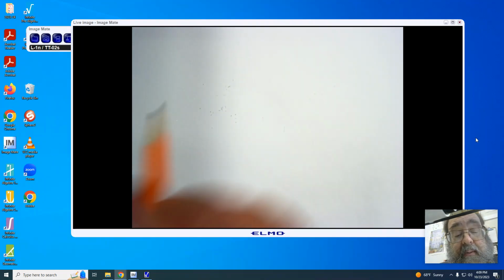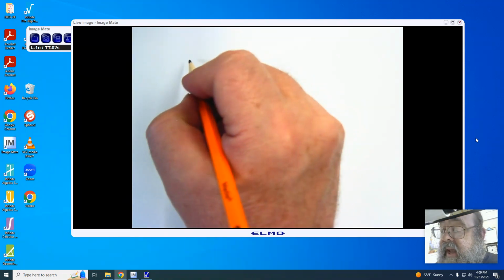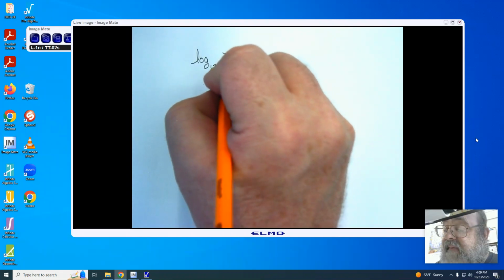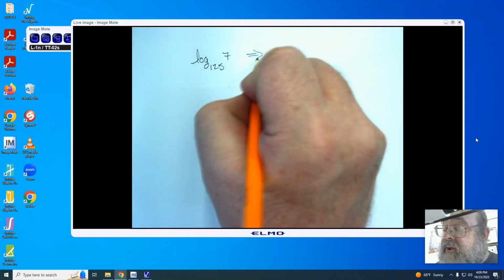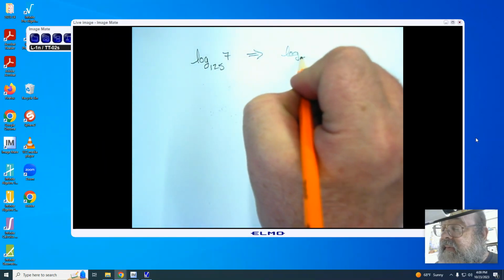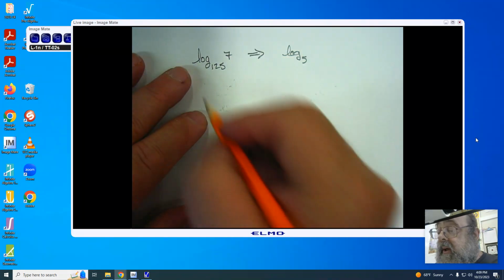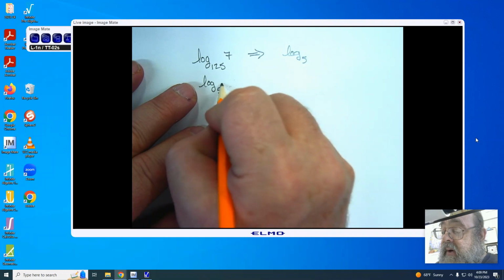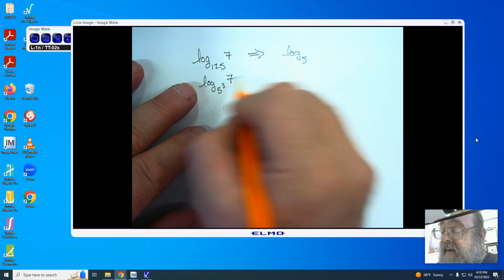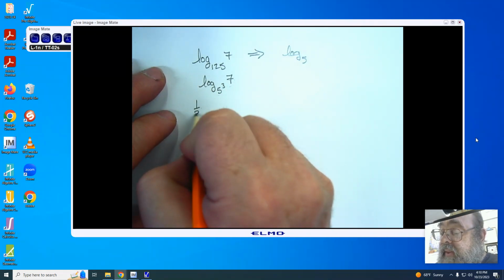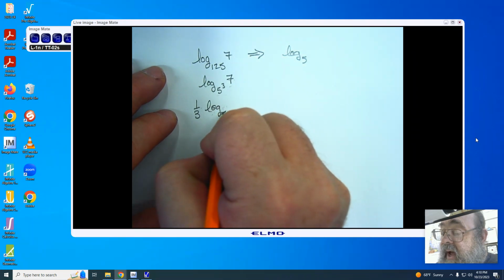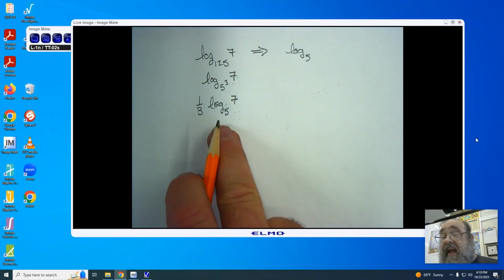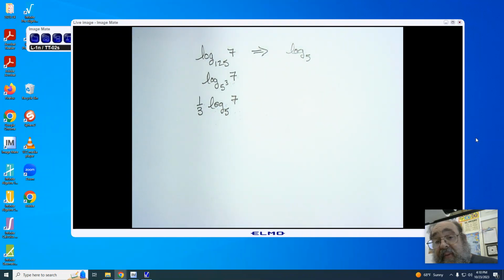Let's try another one. Let's say that we have log base 125 of 7, and I want to change it into a log base 5. Well, I'm looking at 5 to the third power to the 7th, which is giving me 1/3 log base 5 of 7. That's now my answer. Now I can make these harder.